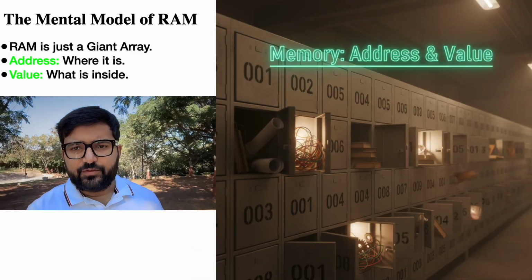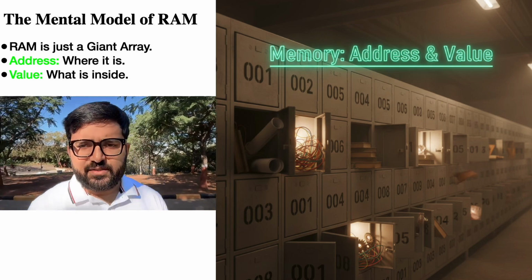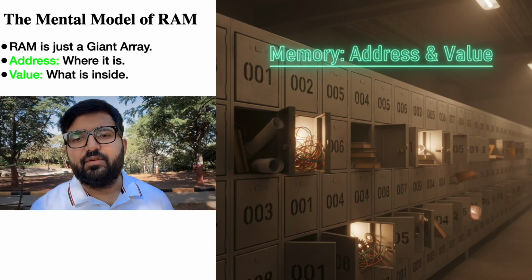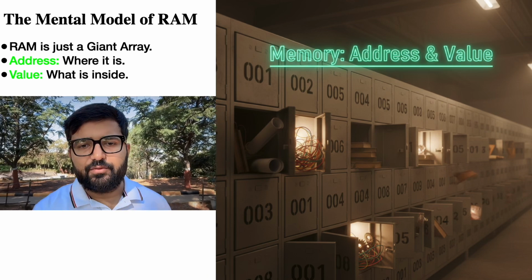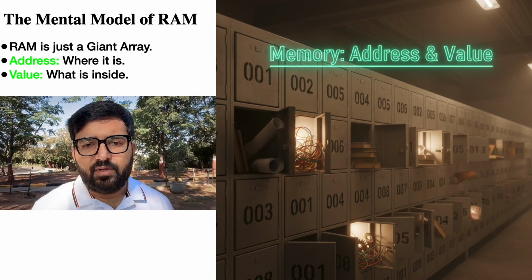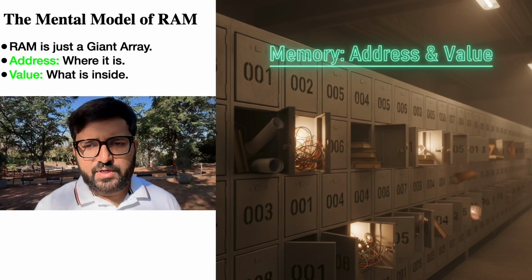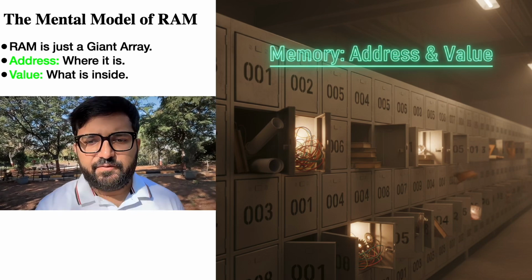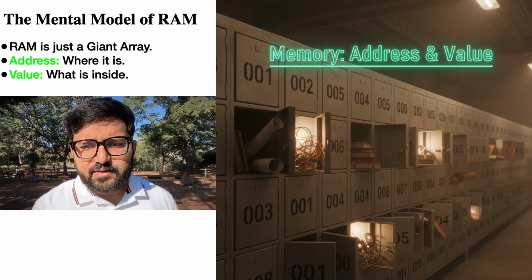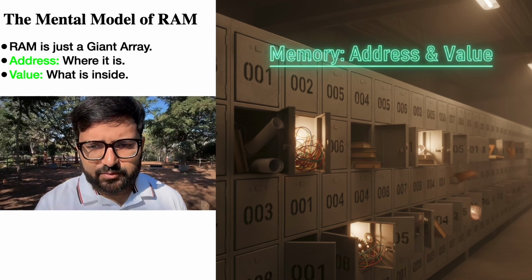To understand pointers, you have to understand RAM. Stop thinking of memory as a magic cloud. I want you to visualize RAM as a massive row of mailboxes or lockers. Every single locker has two things: a value inside it, your data, and an address on the outside, a unique number identifying that locker. That is literally all memory is: a linear list of numbered boxes.